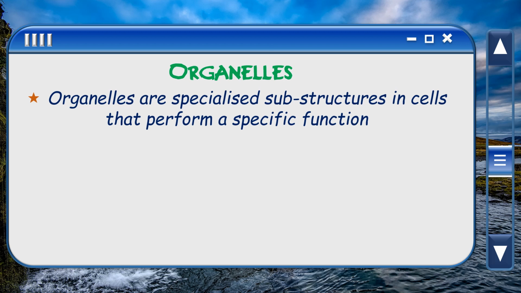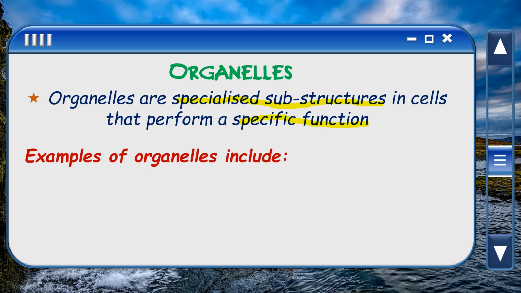Let's look at the organelles. Organelles are specialized substructures in a cell, and they perform specific functions. Those are the ones that we are referring to as organelles: specialized substructures in a cell that perform specific functions.